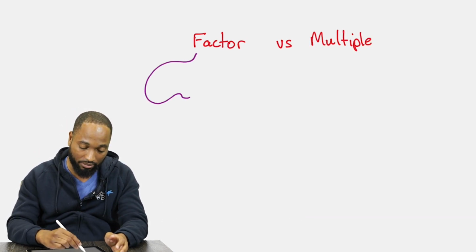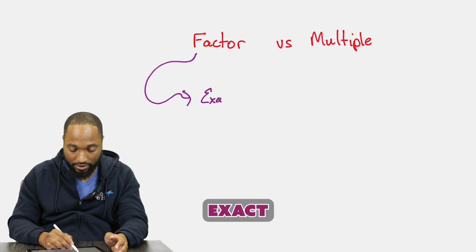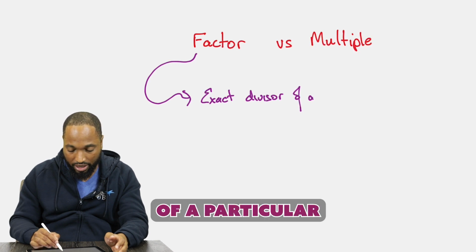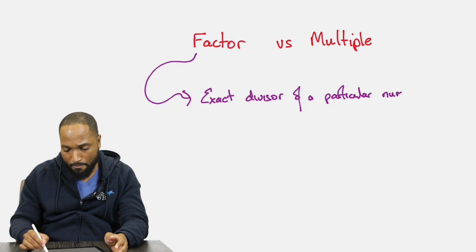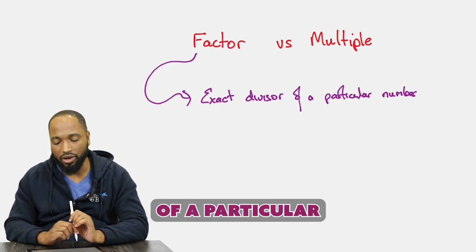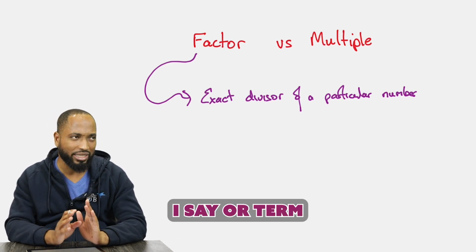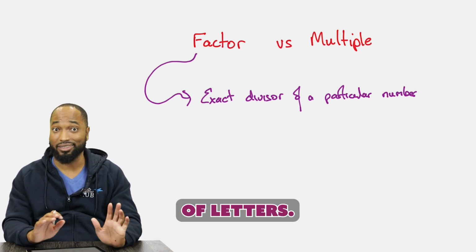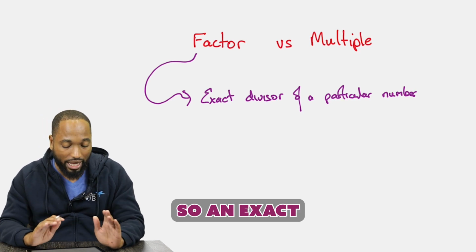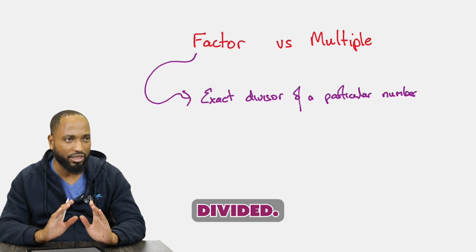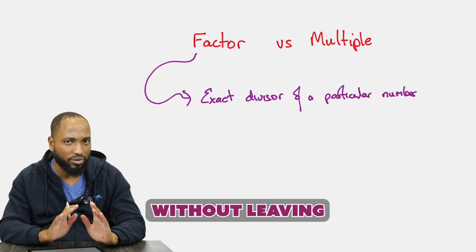A factor is an exact divisor of a particular number or term. The reason I say or term is because as you go up in maths, you'll realize you can have factors of letters. That's algebra. So an exact divisor of a particular number. So when I'm thinking factors, I should be thinking divided. What numbers can go into that without leaving a remainder?